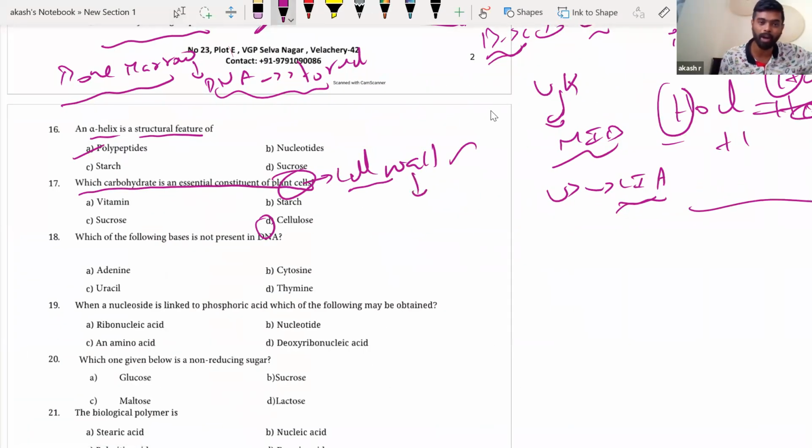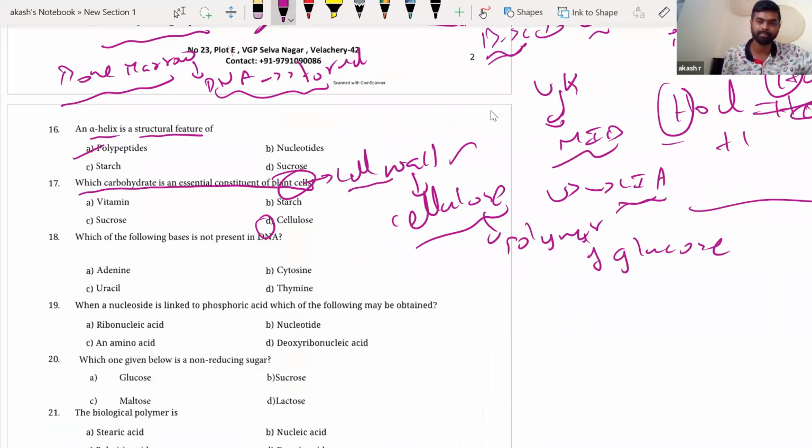So a plant cell has a cell wall, and this cell wall is made up of cellulose. We know cellulose is nothing but a polymer of glucose. So definitely it is there.